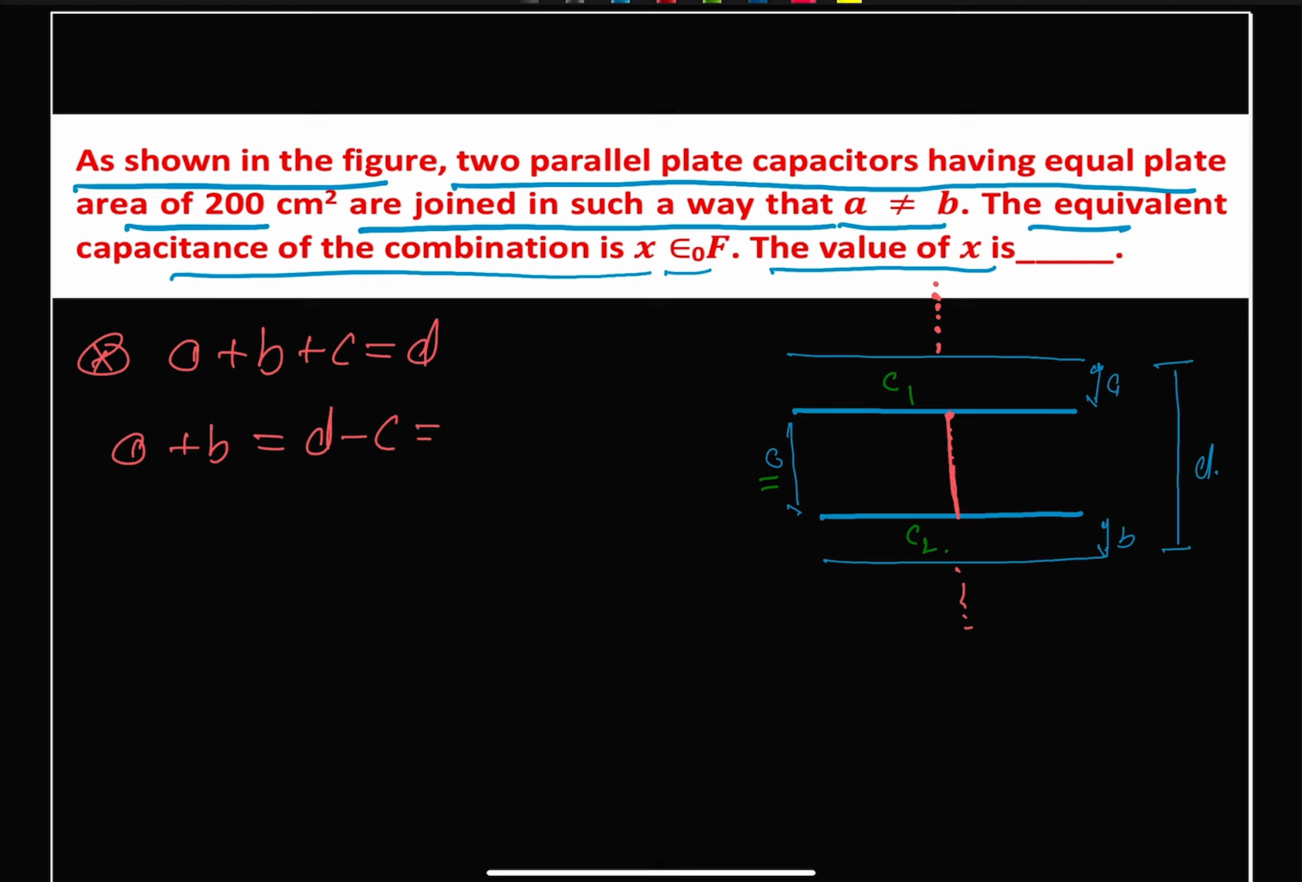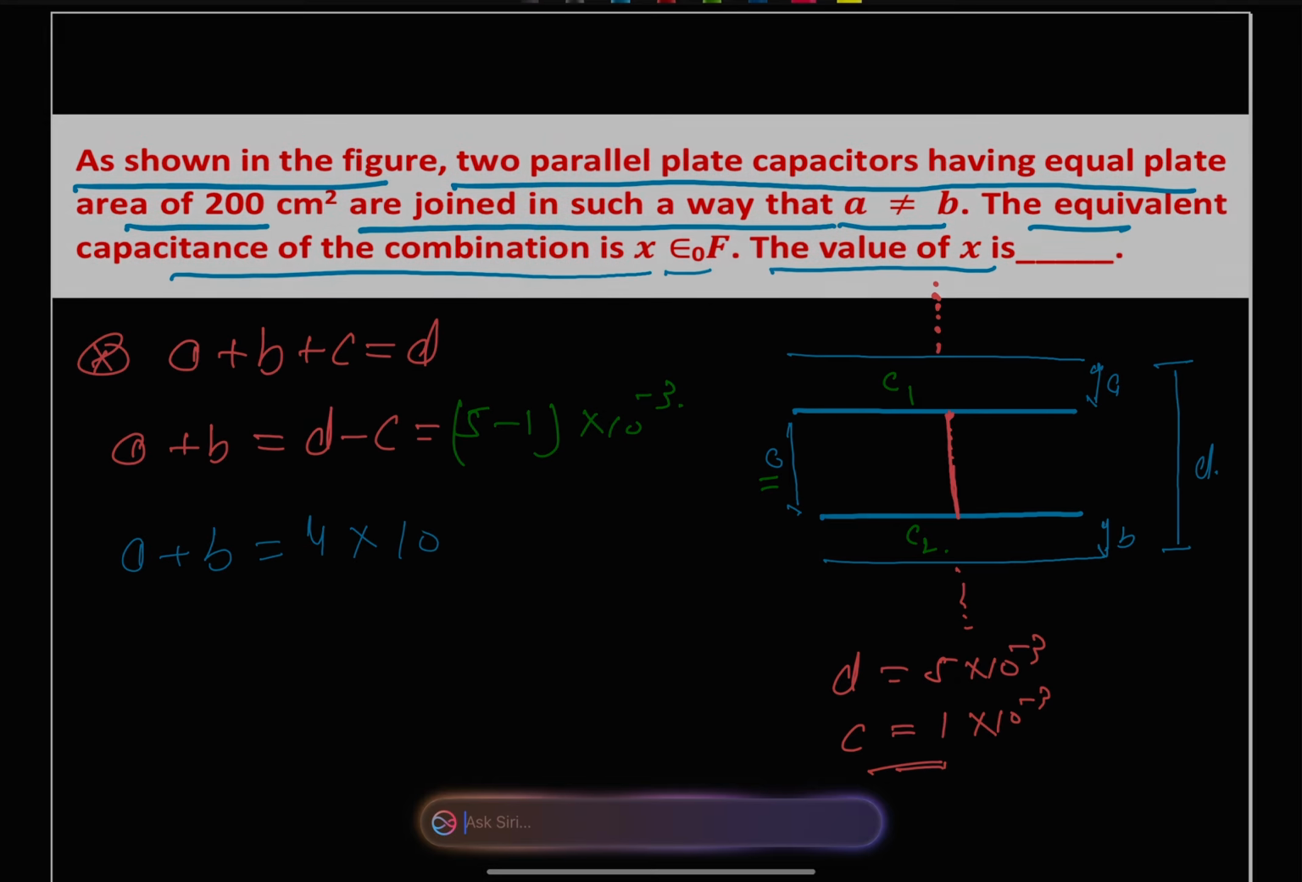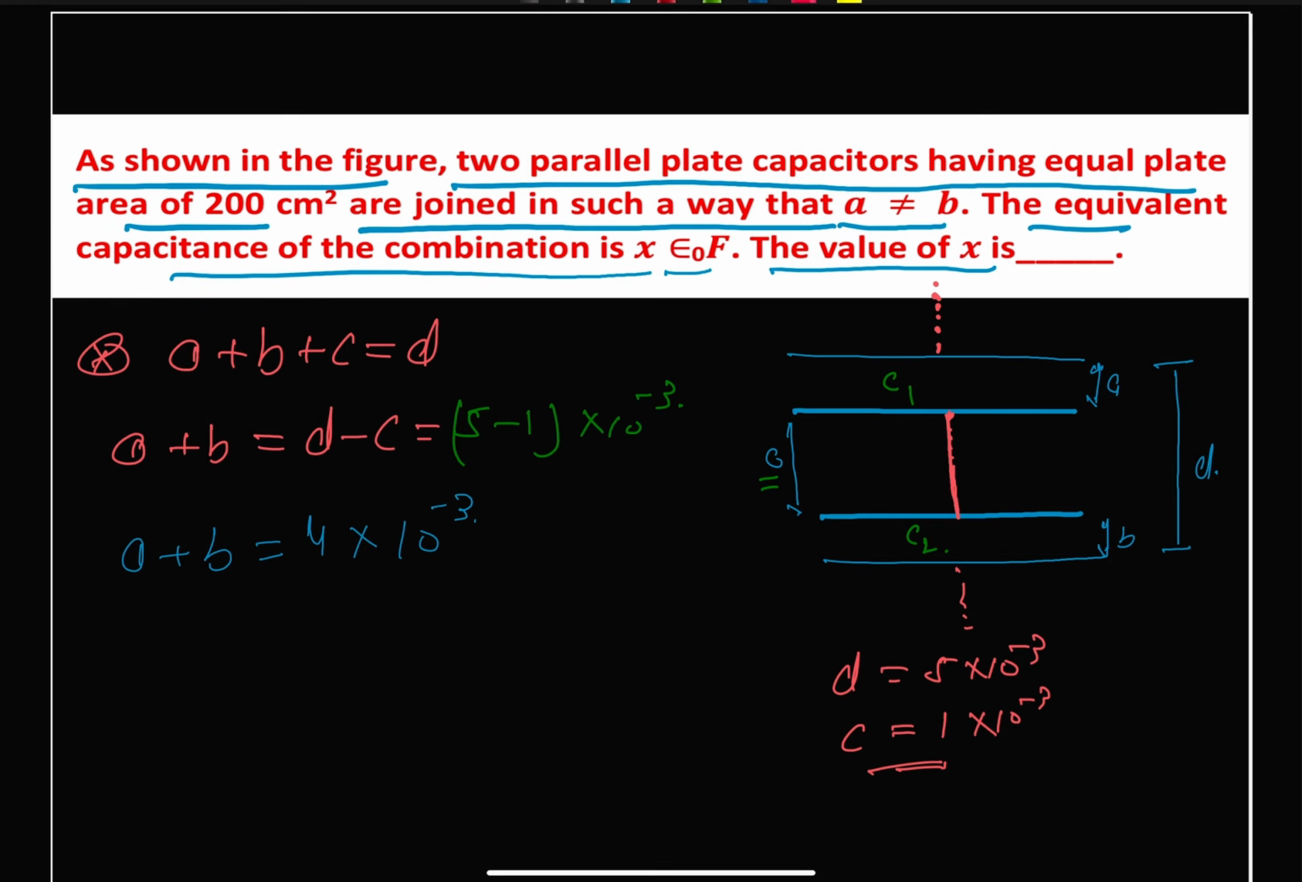The value of D is given as 5 into 10 to the power minus 3, and the value of C is given as 1 into 10 to the power minus 3. Substituting, we get 5 minus 1 into 10 to the power minus 3. So A plus B is equal to 4 into 10 to the power minus 3. Here we have to keep in mind that it is given that A is not equal to B. We will sort that out later on.